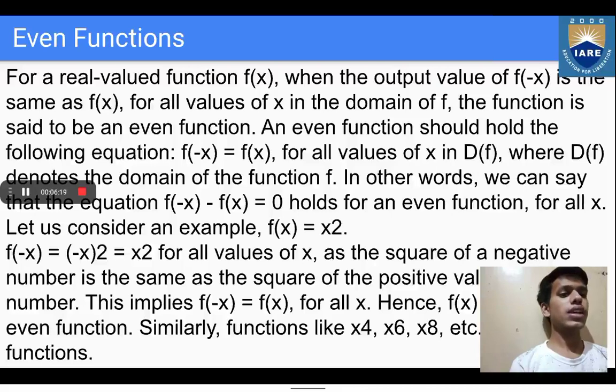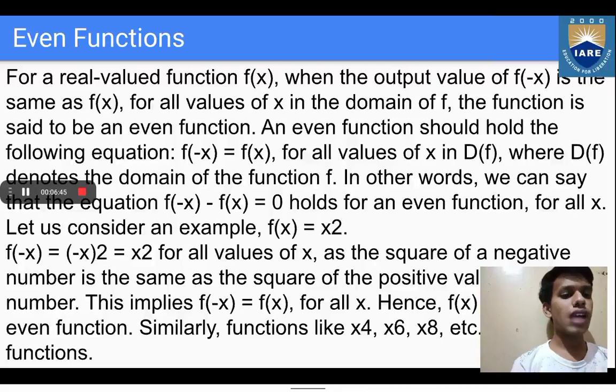In other words, we can say that the equation f of minus x minus f of x equal to 0 holds for an even function for all x. Let us consider an example: f of x equal to x square. If we put f of minus x, that means we are replacing x by minus x. So f of minus x equal to minus x whole square. That in turn gives you x square.